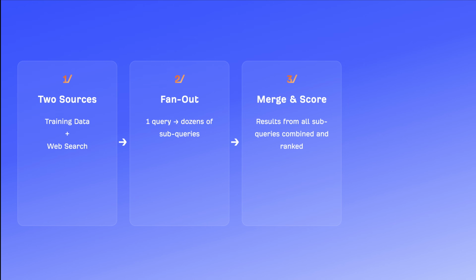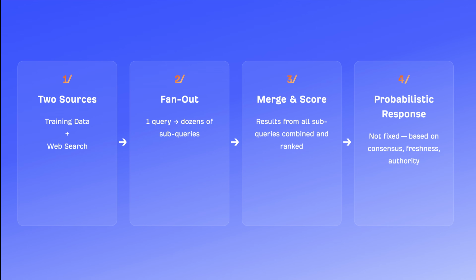So let's tie all of this together. AI search engines pull from training data and real-time web search. They expand your one query into dozens of subqueries through fan-out. They merge and score results from all of those searches, and then they generate a response that's probabilistic, not fixed, based on patterns, consensus, freshness, and authority.